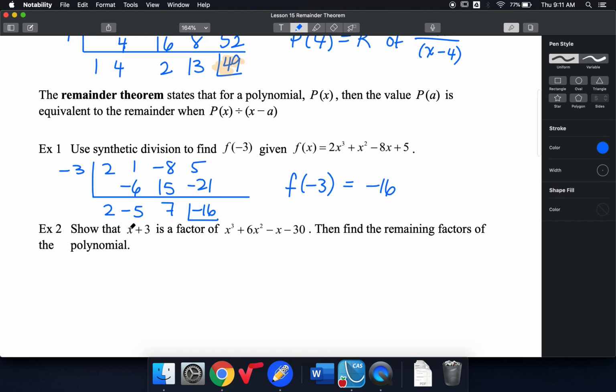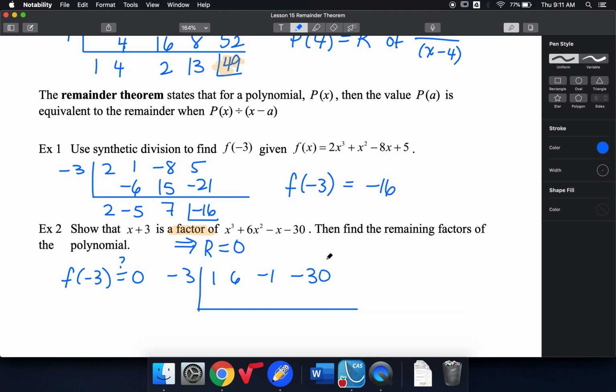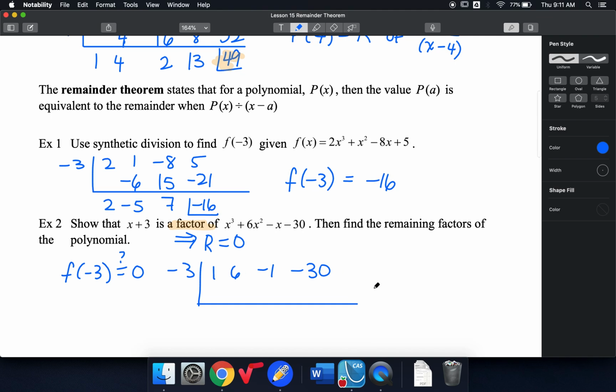And here is where it's really, really useful. So show that this is a factor. Well, being a factor is going to imply a remainder of 0. So that would mean that f of negative 3 should be 0. Well, I can test this out with my synthetic division. And also, doing synthetic division means that in the end, I know what that first division result is. So let me show you what I mean here.